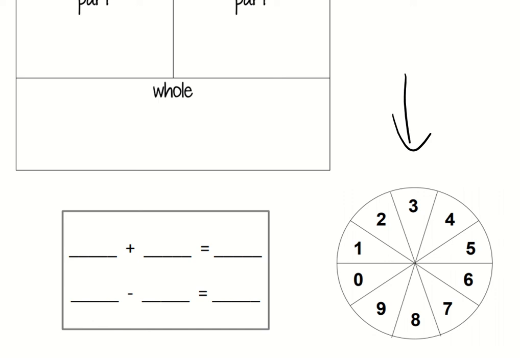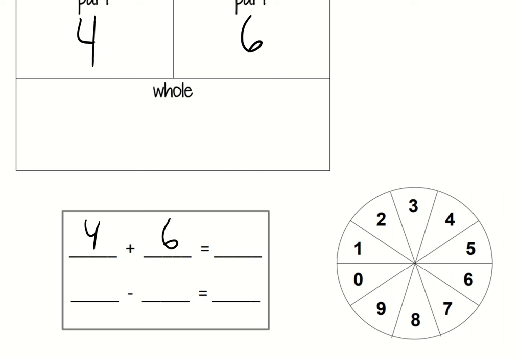So let's pretend that I use my spinner. I spin, I land on the number 4. So I'm going to put that right here. Next step, I'm going to put that up top. We're going to spin again. Let's say I spin, land on the number 6. I'm going to put that as my part up top as well. And what I want to do is figure out what this is going to be for the whole on the bottom.